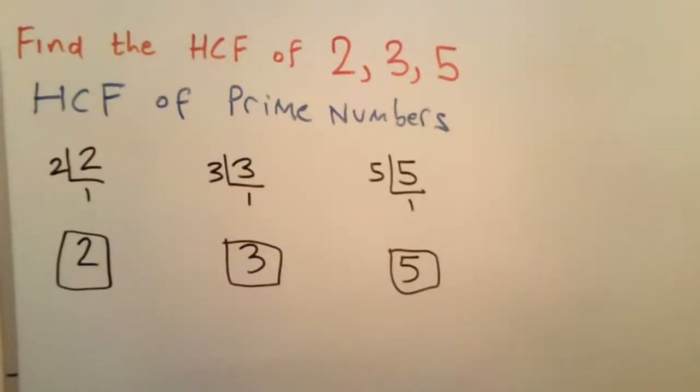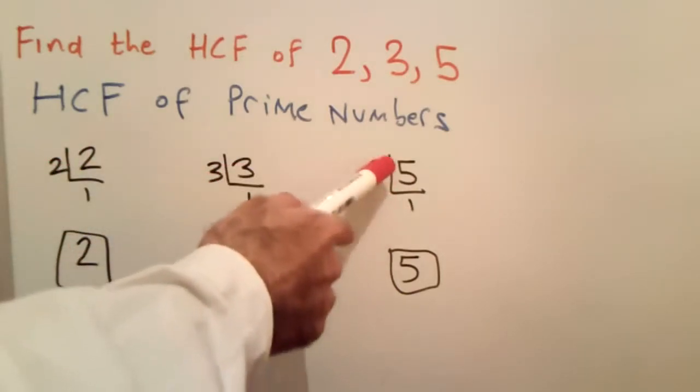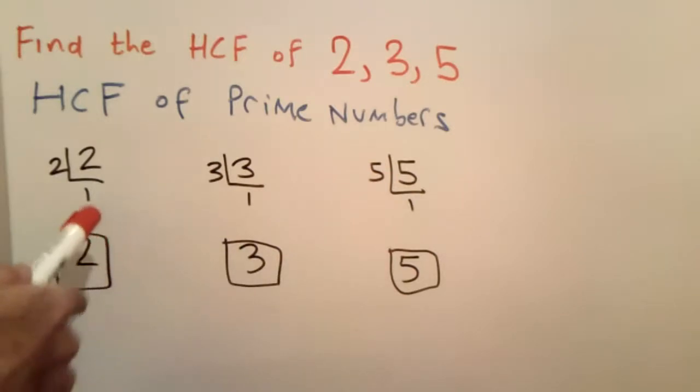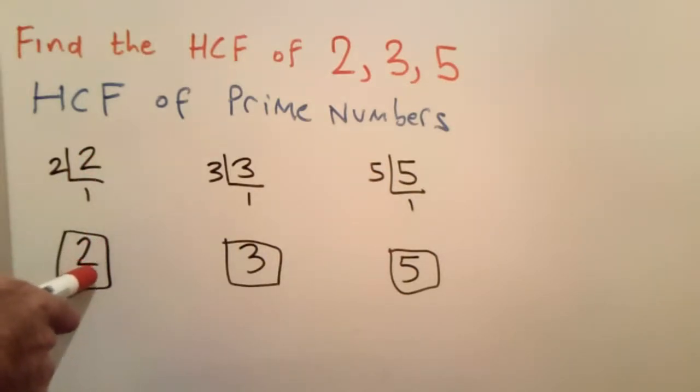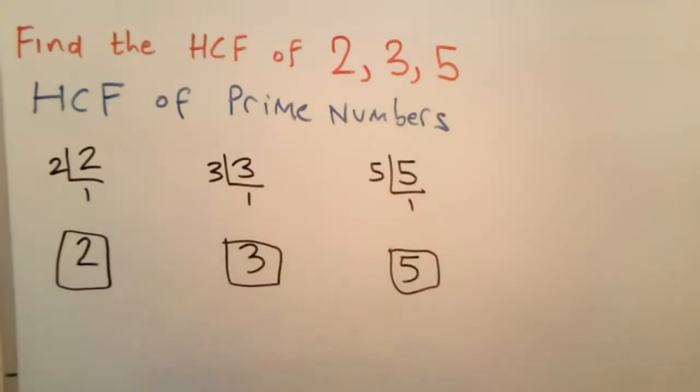Okay, here's another example that's very similar to the one we just did. This time let's find the highest common factor of 2, 3 and 5. Notice that 2, 3 and 5 are prime numbers, and once we've done the finding the prime factors will be just the numbers themselves. So the prime factors of 2 will be 2, the prime factors of 3 will be 3, and the prime factors of 5 will be just 5.